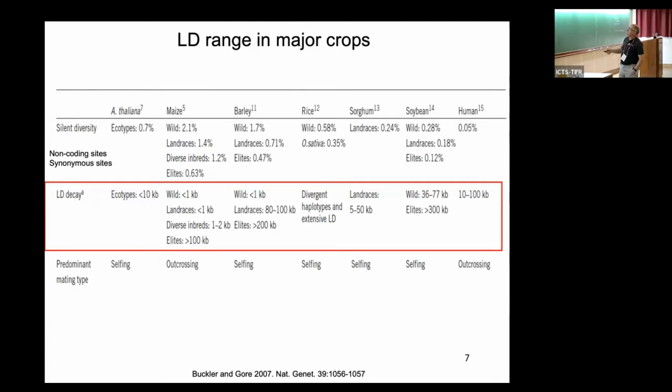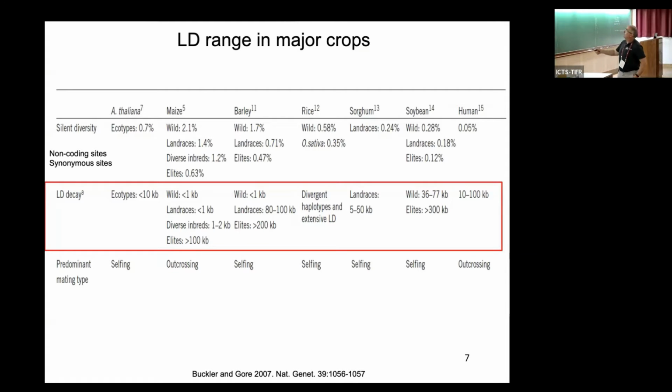So here's an example. This is from Ed Buckler and Mike Gore. Here we have LD ranges in the major crops. There's a reason I'm bringing this up. If you look at, let's say, maize, in wild lines of maize, remember maize in natural populations is an open pollinated outbreeding variety, the LD range is under a kilobase. Look at landrace, under a kilobase. Look at elite inbreds, it's about 100 kilobases. Same thing over here. Sorghum landraces are 5 to 50 kilobases. Again, this is an average size. It shrinks and expands depending upon recombination rate and past history.